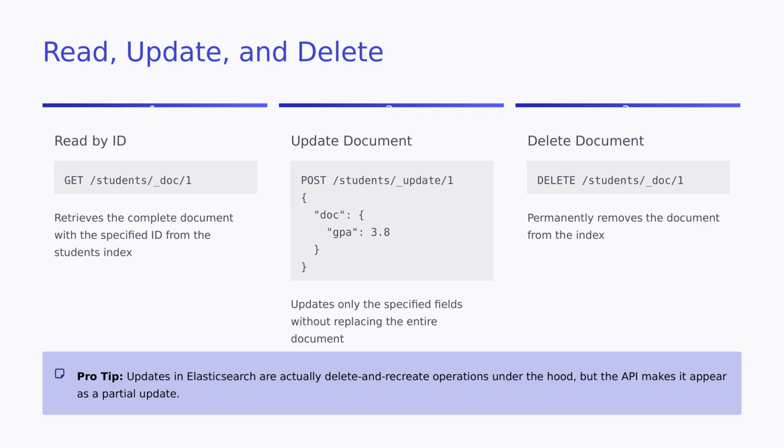Ever wondered how we interact with data in Elasticsearch? Let's delve into the essential operations: read, update, and delete. To retrieve a specific student's information, we simply issue a GET request with the student's ID. When it's time to make changes, a POST request with the updated data suffices, targeting only the fields that need modification. And when we're ready to bid farewell to a record, a DELETE request ensures its permanent removal from the index. Remember, behind the scenes, an update in Elasticsearch is essentially a delete and recreate maneuver cleverly masked by the API. Streamlined and powerful, these operations empower efficient data management.